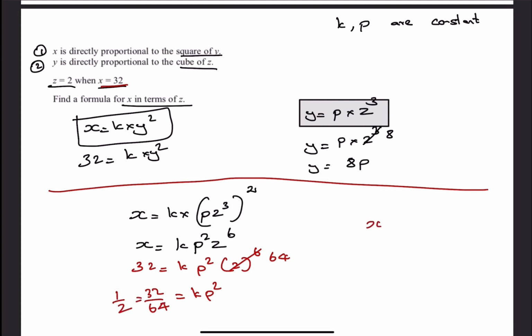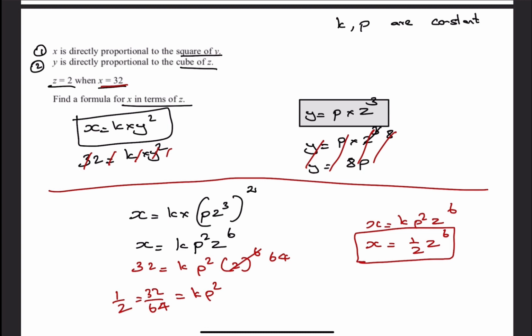So x is equal to kp squared z to the power 6, but we know what kp squared is. It's a half z to the power 6. So there's not really a requirement to do these separately. You could do it and then resubstitute it and find that, but it's easier to substitute it into the question straight away like that. So x is equal to, that's the final answer, half z to the power 6.